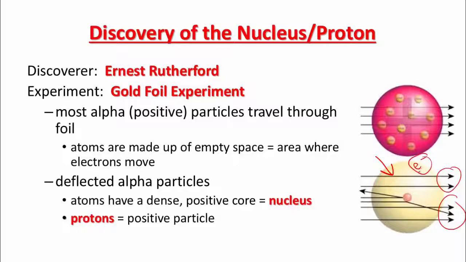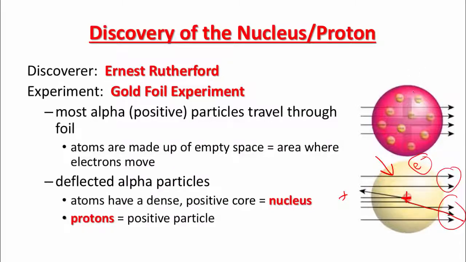If the electron's here, the rest of this is considered to be empty right now. And the reason that some particles deflect is because atoms have a dense positive core, the nucleus. If this thing was a negative charge here, and you shoot positive particles at it, they would stick together. But because the nucleus has a positive particle there, the proton, when it gets close to it, it actually repels off of that, or deflects off to the side like that one there.